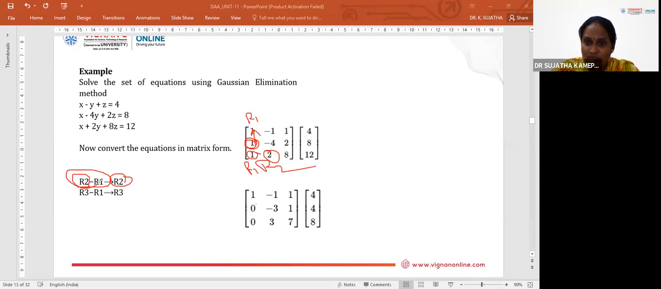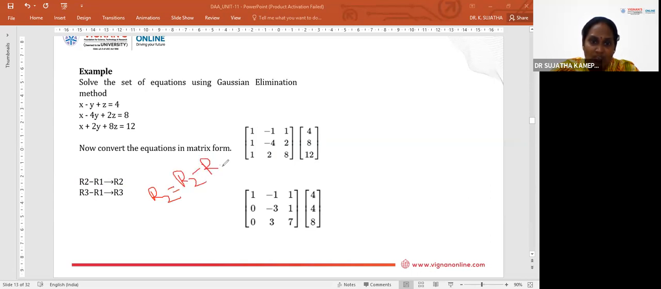Row 2 minus row 1 that I am doing. So here, let us see what values I will get. Row 2 is equal to row 2 minus row 1 values. First, let us take this value. The value present in row 2 is 1, minus the corresponding value present in row 1, which is 1, which becomes 0. So here I wrote 0.